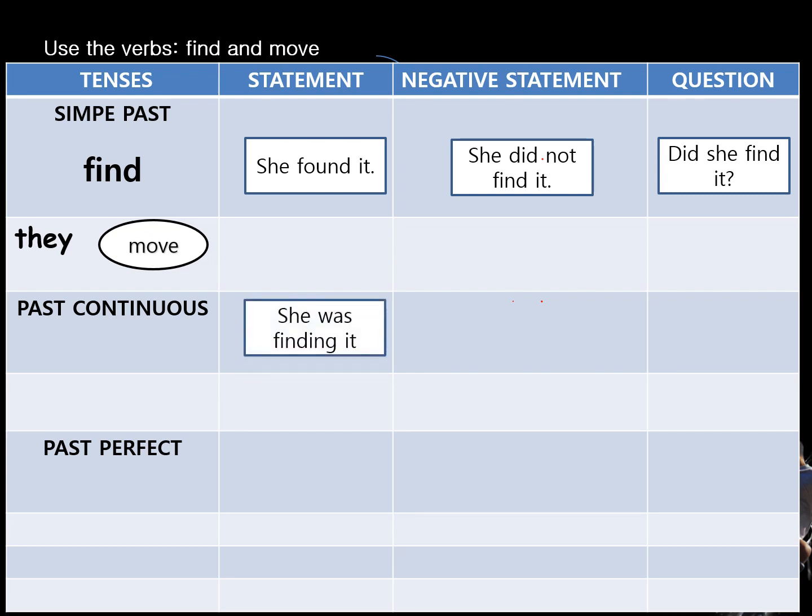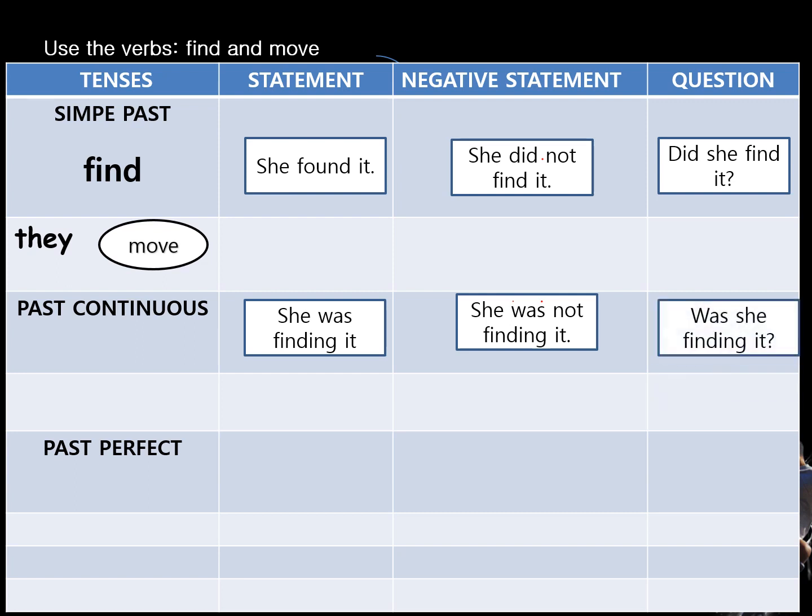She was finding it. So you have there the past continuous, was, because the subject is she, and was must be followed by the verb in its ing form. Next, she was not finding it. This is in the negative statement because of not. So this is past continuous, but it is negative. So we added she was not finding it.